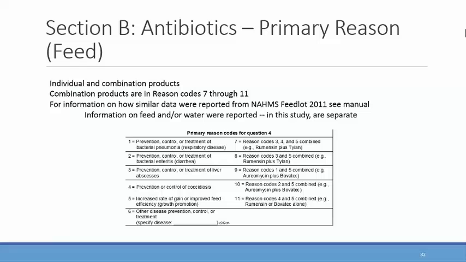Okay, so does anybody have any questions on the primary reason codes that we're recording? Okay, so we'll move on to the antibiotic use table itself for feed.